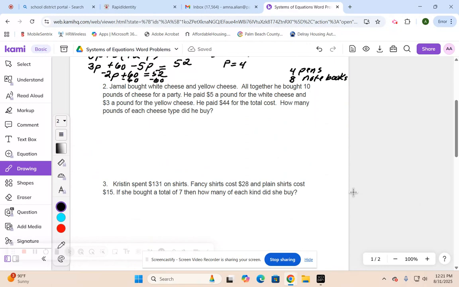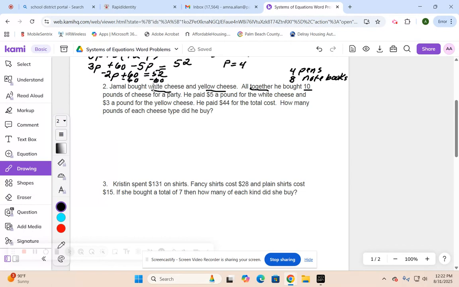So remember, we are going to set up 2 equations. In this case, I can see we're going to have the amount equation, or the amount function, and we're going to have the cost equation, or you could say the cost function. So let's start with the amount function. How much cheese did he buy? Well, he bought white cheese and yellow cheese. All together, he bought 10. Let's underline that. White cheese, yellow cheese, all together 10 pounds. So that's our amount function.